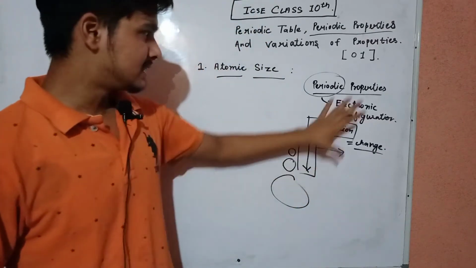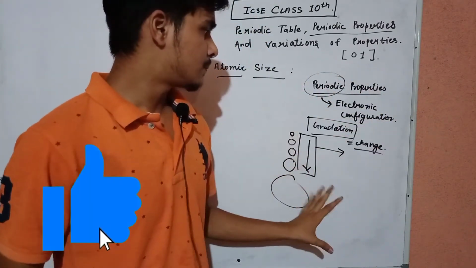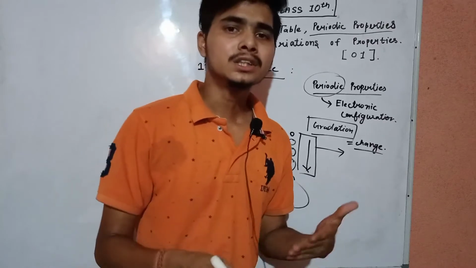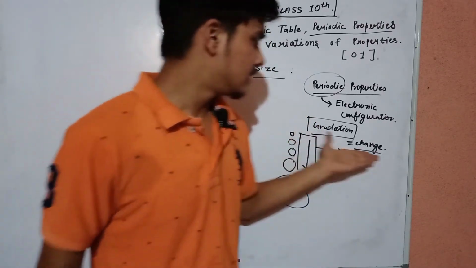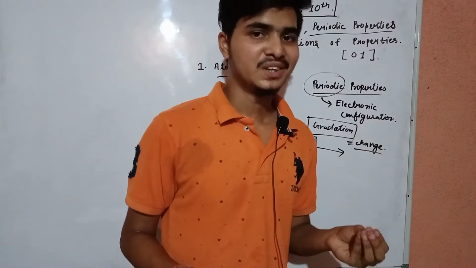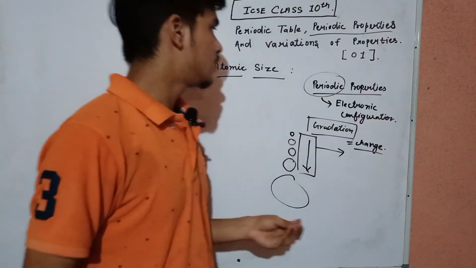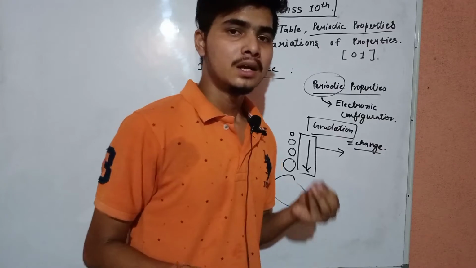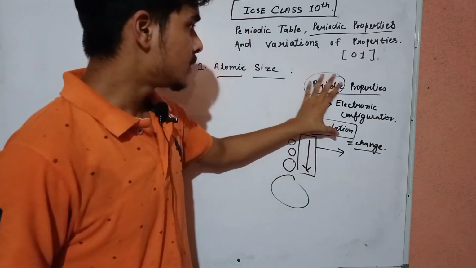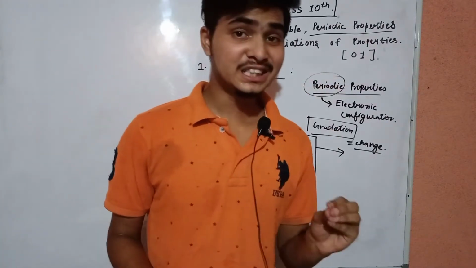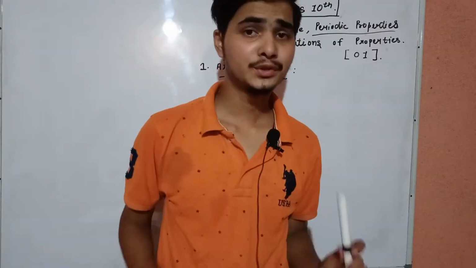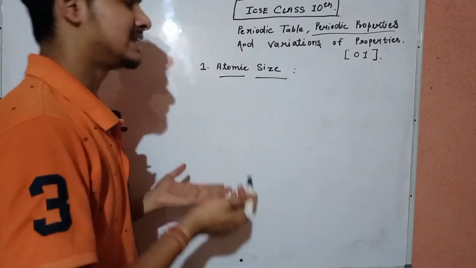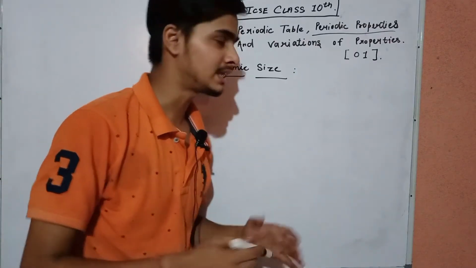So basically periodic properties are the properties which tend to change when we move down a group or when we go across a period. I hope that each one of you now have understood the meaning of periodic properties, and now let's take a look at the first property, which is atomic size. So let's see what is really an atomic size.